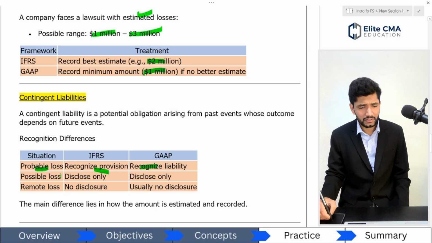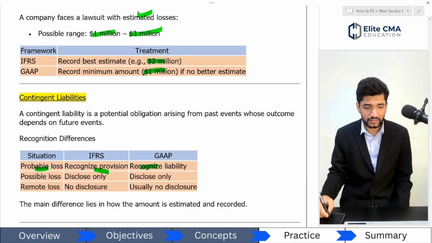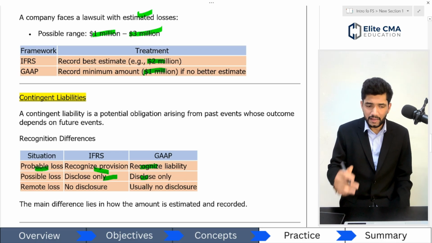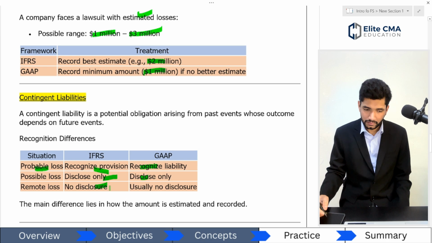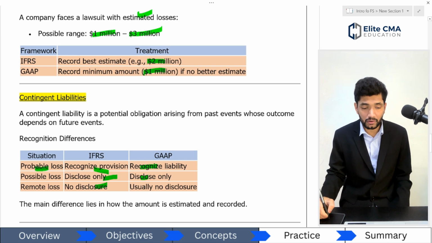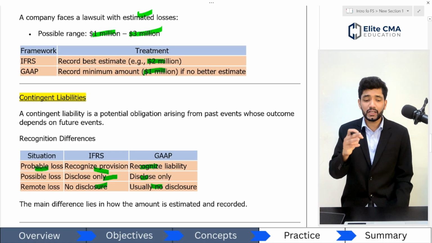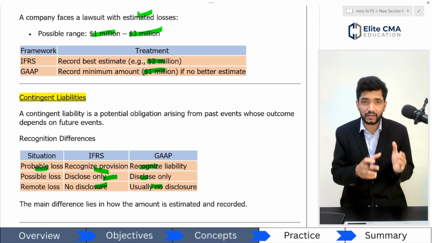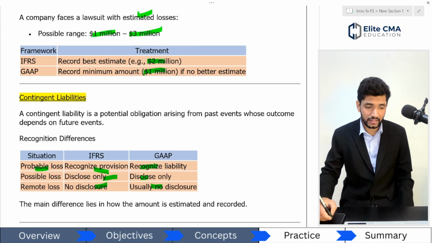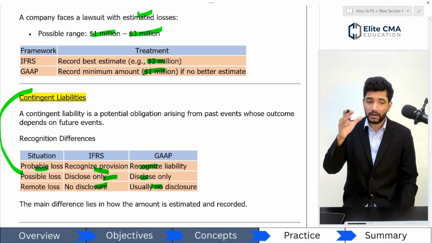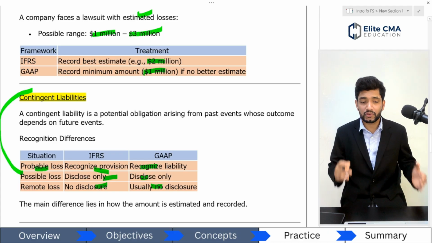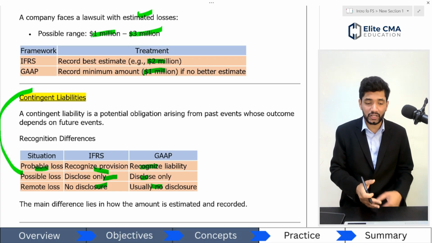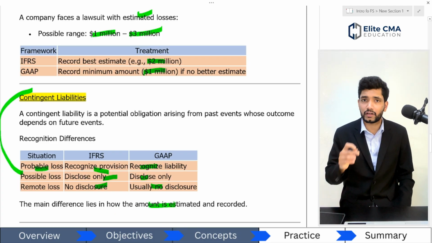For a possible loss, in both IFRS and US GAAP, it is disclosure only. For a remote loss, in IFRS there is no disclosure, and in US GAAP also there is usually no disclosure. The main difference lies in how the amount is estimated and recorded. That is the key difference we discussed here. In IFRS, it will record the best estimate, but in US GAAP, it will record the minimum amount.